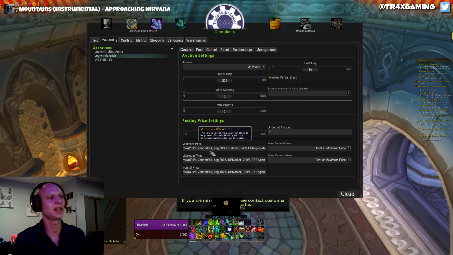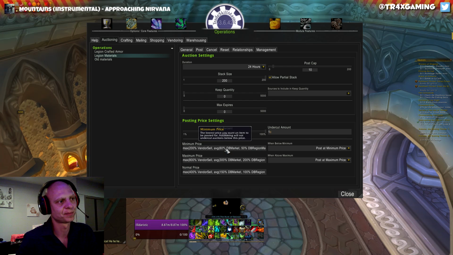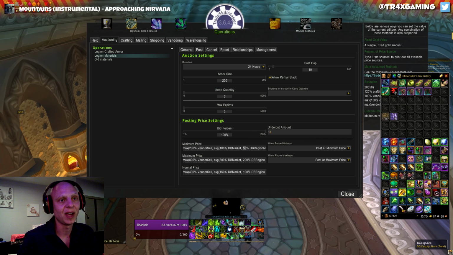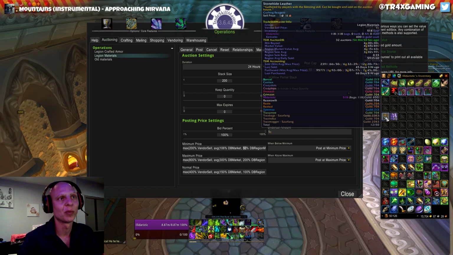Yes, so we have the same, only I'm not satisfied with these values. If I'm going to sell Stonehide Leather, Storm Scale, I'm going to go with at least 90%, or when you flip these items, buying them cheap, putting them higher up on the auction house, you've got to go with at least 106% DB region market average, and you have to check what the region market value is.